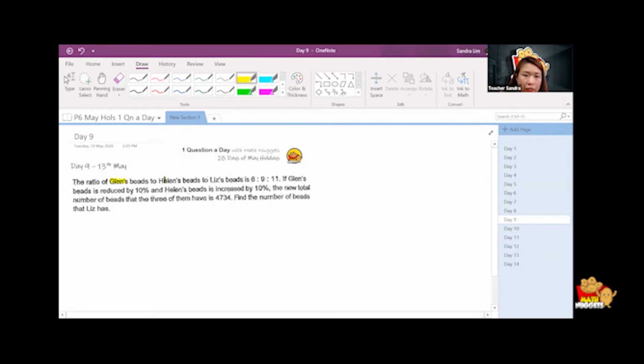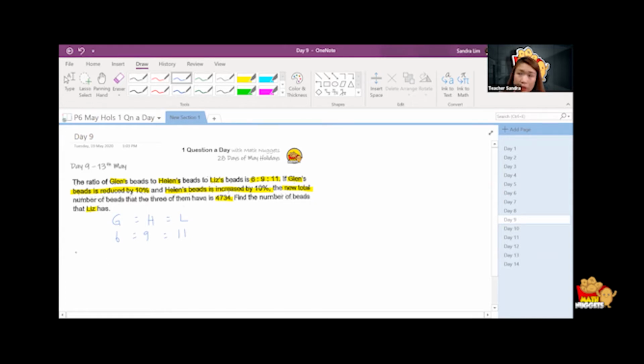So we have 3 of them. We have Glenn, Helen, and Liz. The ratio is 6:9:11. We know that if Glenn's beads reduce by 10% and Helen's beads increase by 10%, the new total number of beads would be 4,734. We're trying to find the number of beads that Liz has. Okay. So let me just write down the ratio. Glenn is to Helen is to Liz, 6:9:11.